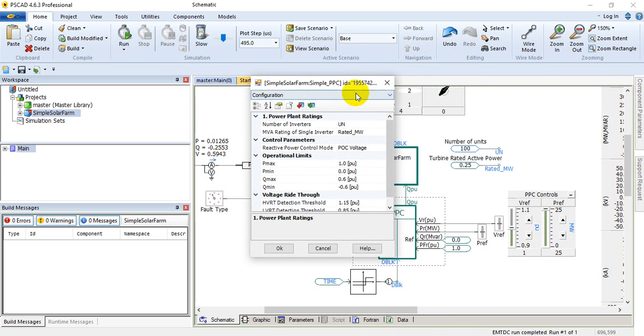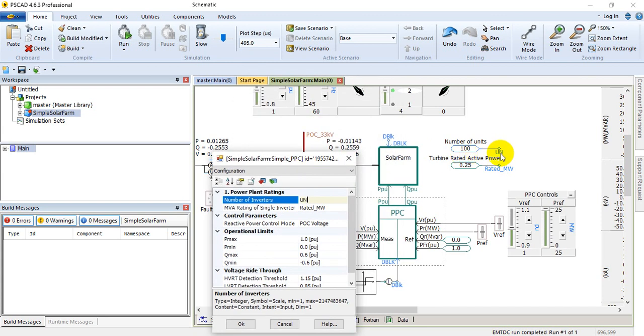When you say edit parameters, there are different things that can be edited here, like power plant ratings. So for the number of inverters, either you can give it through a string or you can directly write it here, that is 100. So I have set UN. So the inverters are given here as UN. UN is through a label. It means that its value is 100. Because ultimately it goes to here.